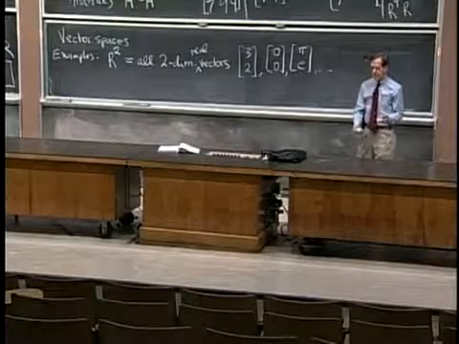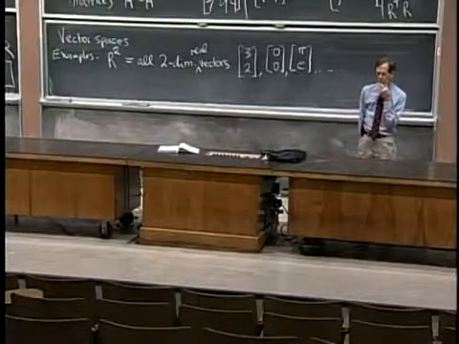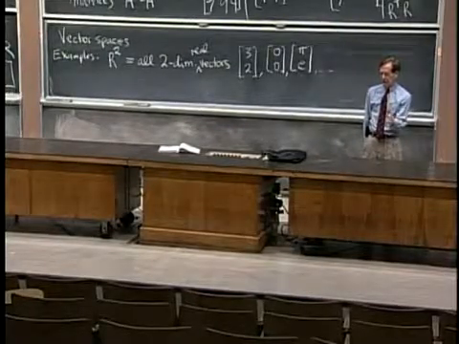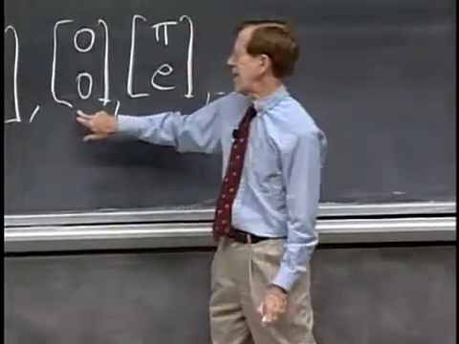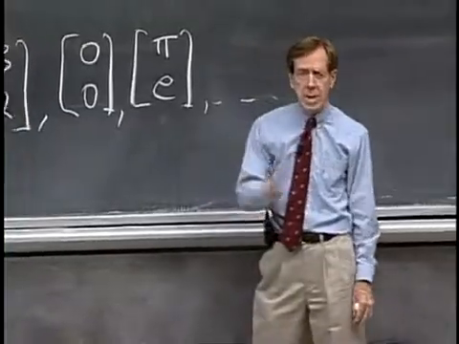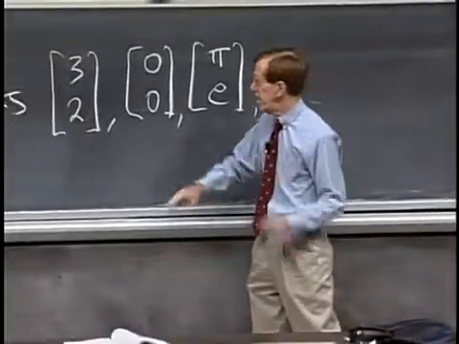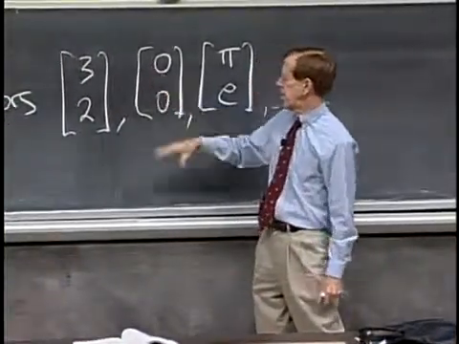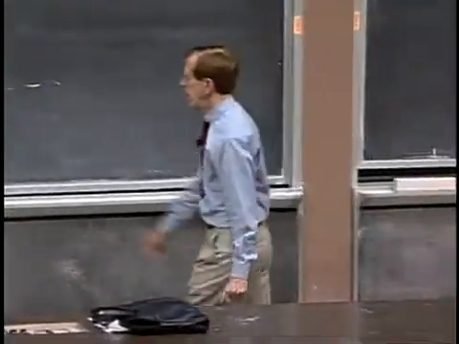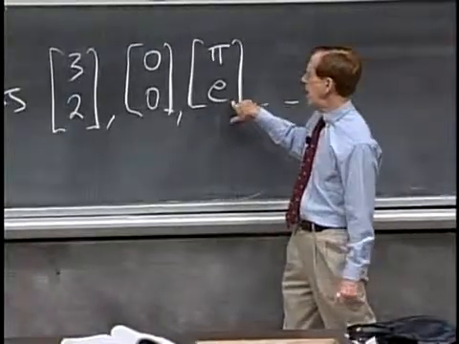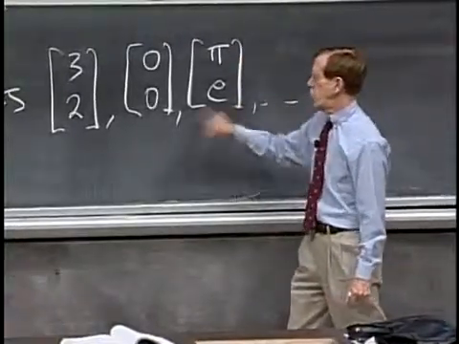Let's see. I guess I should do algebra first. Algebra means, what can I do to these vectors? I can add them. I can add that to that. And how do I do it? A component at a time, of course. (3, 2) added to (0, 0) gives me (3, 2). (3, 2) added to (pi, e) gives me (3 plus pi, 2 plus e).